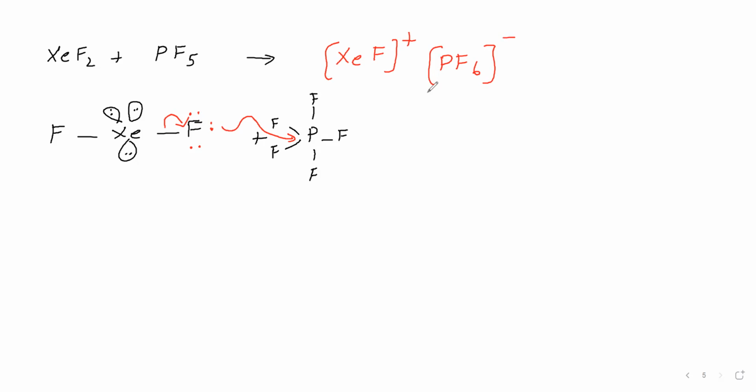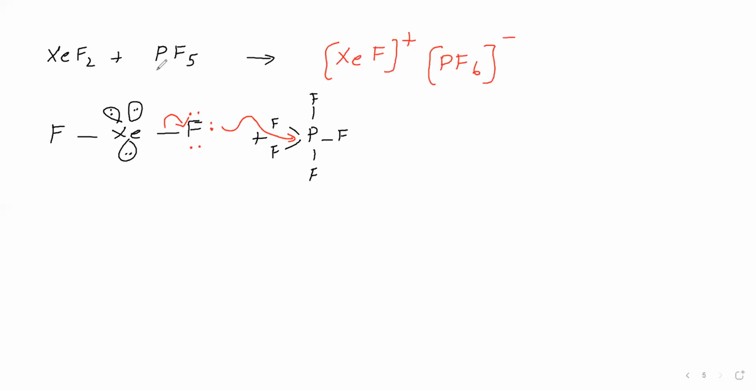Now here, XeF2 is donating F minus, in the sense, it is the F minus donor. PF5 is accepting F minus, therefore XeF2 is donating.